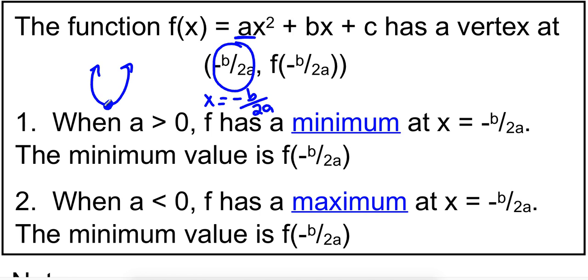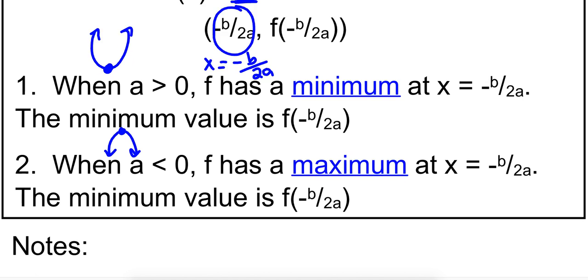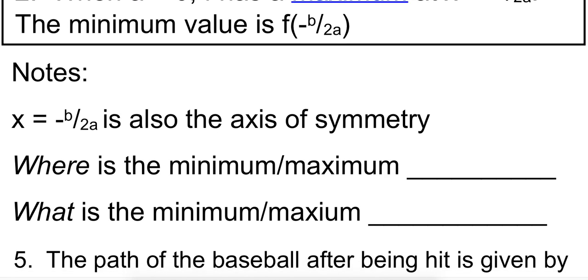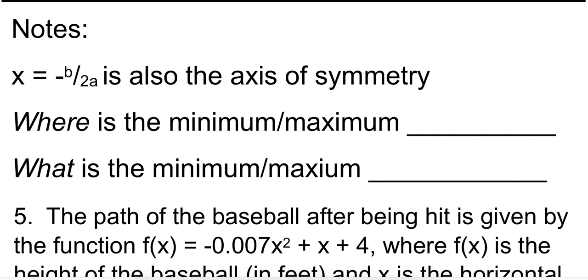If your leading coefficient is negative, that means your parabola is opening down, and that means you have a maximum value at negative b over 2a. And the maximum value is when you plug that in. So I think we mentioned this last week, but negative b over 2a is also the axis of symmetry.